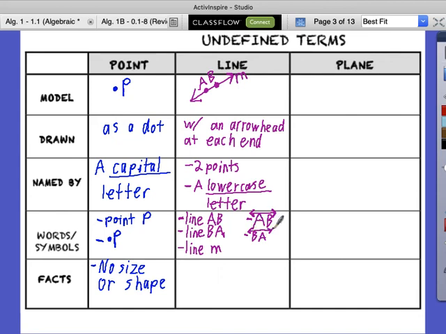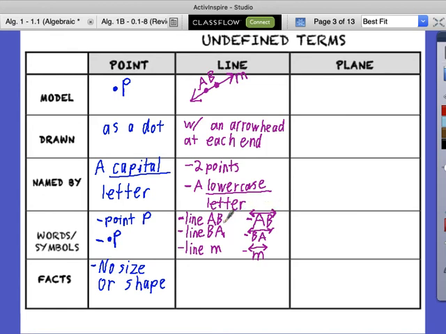Or with line M, the lowercase m, with a mini line over the top. Now we say, oh, that's line M. So left to right, the same thing. Line AB, line AB. Mean the same thing.